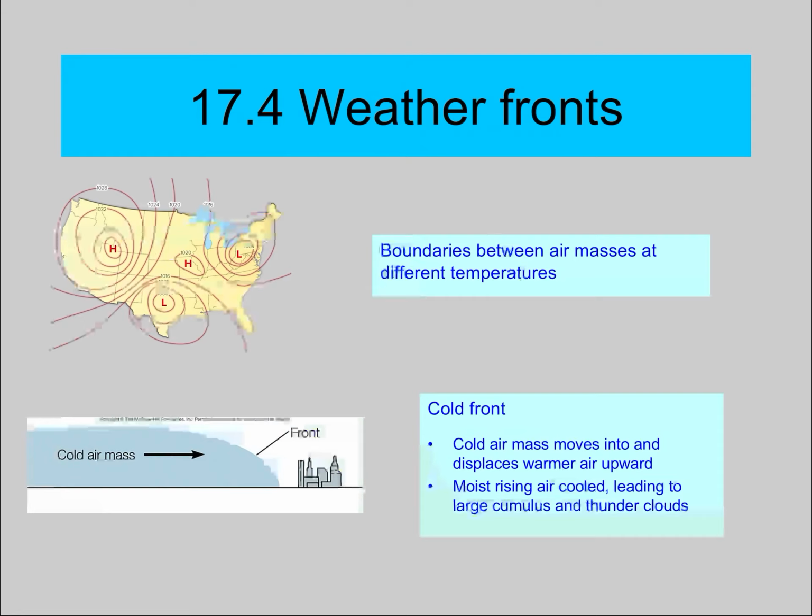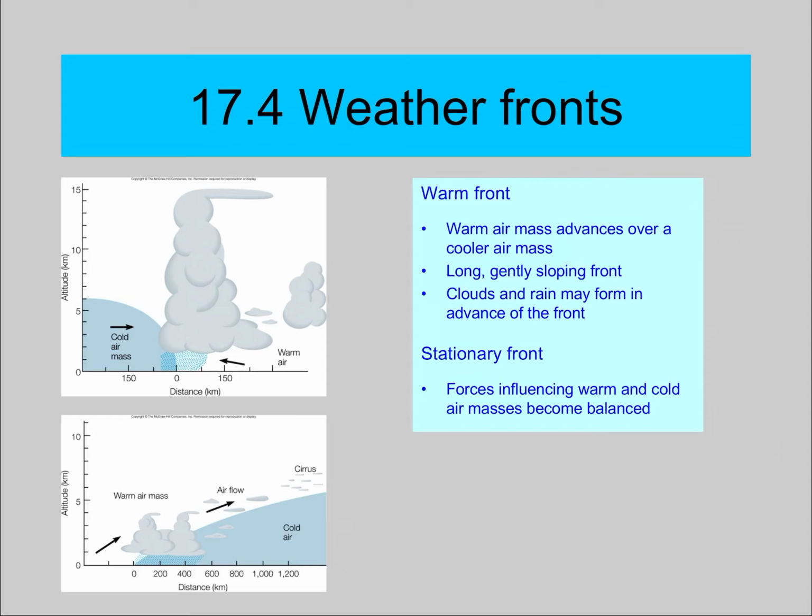So we're going to talk about a few different types. The cold front is where we have the city here, the cold air mass is moving in. Because the cold air mass moves in, it will displace the warmer air upward, right? Because the hot air rises. So it's going to push the warm air up. This moist rising air will cool and will lead to large cumulus and thunderclouds. So before a cold front blows in, sometimes we have stormy weather. And sometimes the stronger the cold front, the faster it moves in, the more intense the weather.